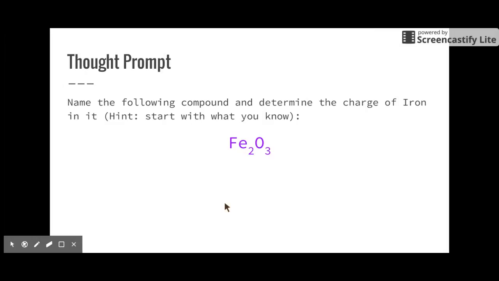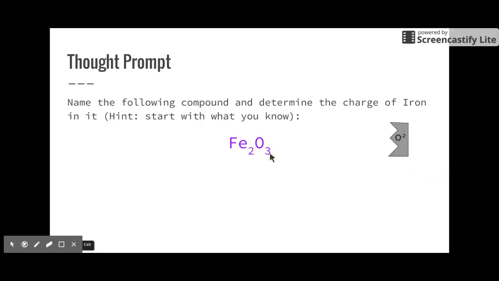So this is kind of a hard problem. So you see we have iron and we don't really know what its charge is, and we have oxygen, but we do know what its charge is. Think about oxygen. Oxygen has a -2 charge. I'm going to use these puzzle pieces again. So this oxygen has a -2 charge. It's one piece of oxygen with -2 charge.